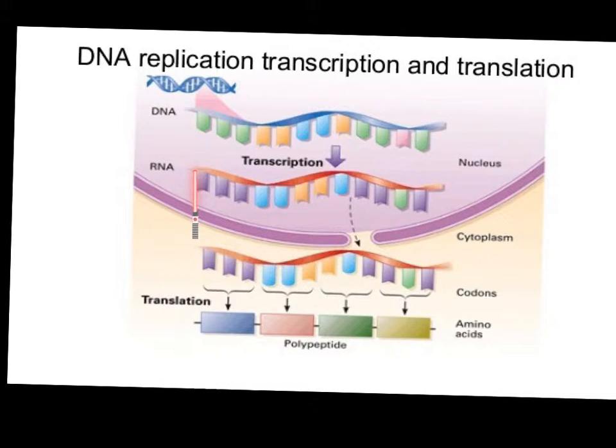This is DNA. Here is the RNA being transcribed from the DNA inside of the nucleus. Out here in the cytoplasm, the RNA is then copied. Then, with codons, the RNA is copied down into amino acids. The amino acids are then stranded into proteins. And that is the DNA replication and transcription and translation.